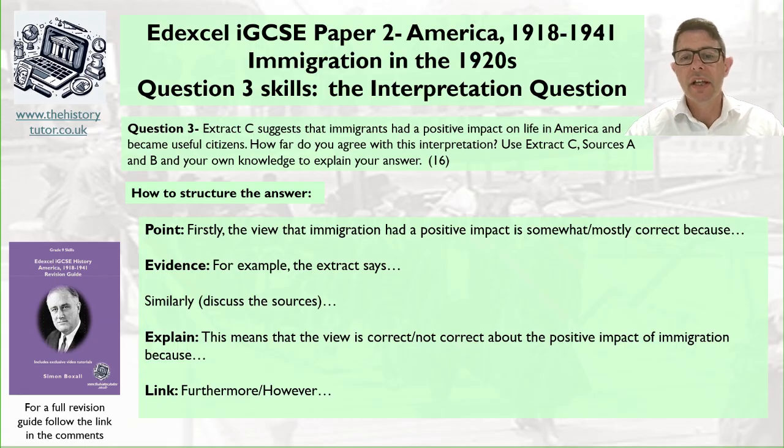Give your evidence. For example, the extract says this. Then similarly, discuss the sources. The sources say this. You can try and use both sources together, and we'll talk about that in a minute. And then explain. This means the view is correct or not correct about the impact of immigration because... and of course we can do an evaluative link to do a furthermore or however at the end to develop a bit more detail and analysis.